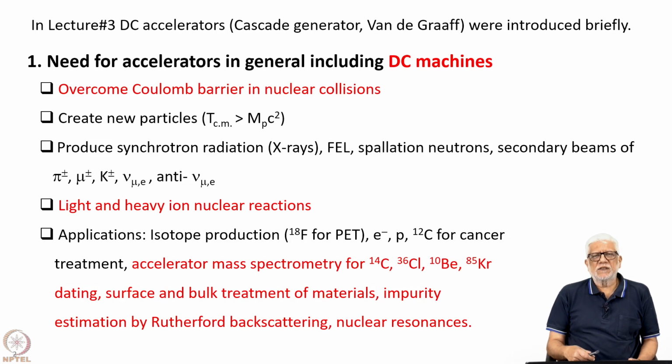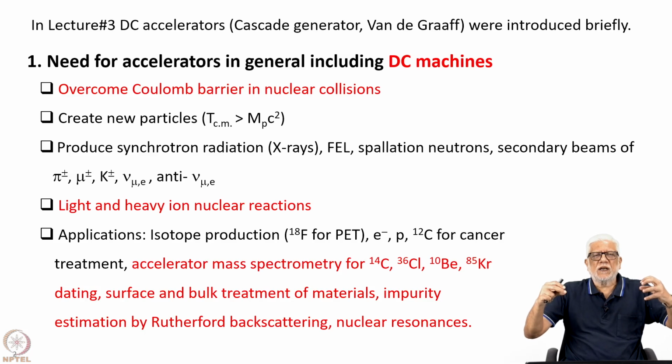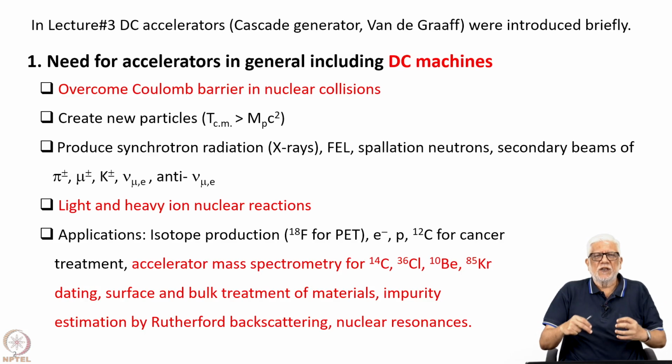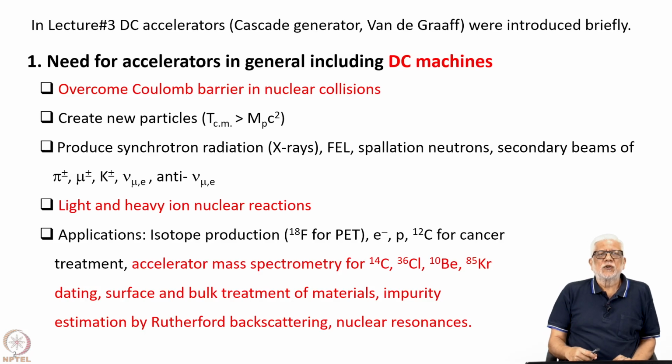So the need for accelerators in general, including DC machines, is that you need to overcome the Coulomb barrier. So when you have nuclear collisions, you have positive charge on both the projectile and the target, and you need to overcome that Coulomb barrier and get each of the projectile and target to see the nuclear forces in order to have nuclear reactions. So it is also necessary to create new particles. So the center of mass energy has to be greater than the mass of the particle that you want to create.